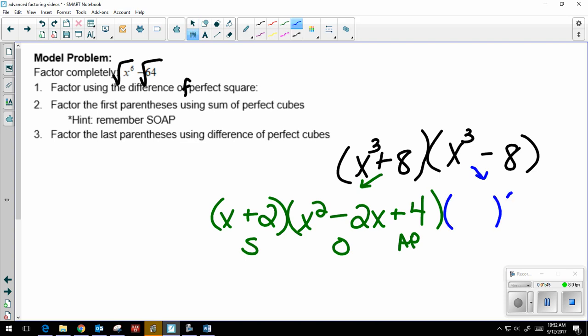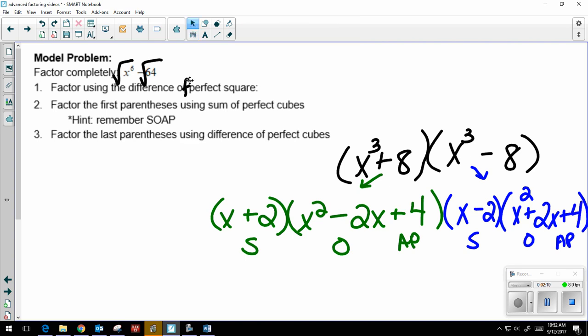A small parentheses and a bigger one. Let's see if I can fit it. Same sign, opposite sign, always positive. So cube root of each goes in the first parentheses, and then I'm going to use square, multiply, square. So x squared, x times 2, and 2 squared.